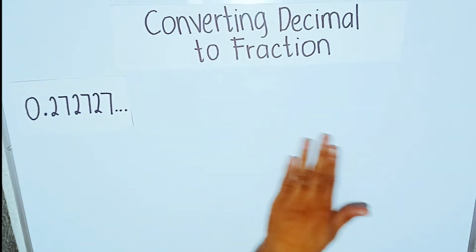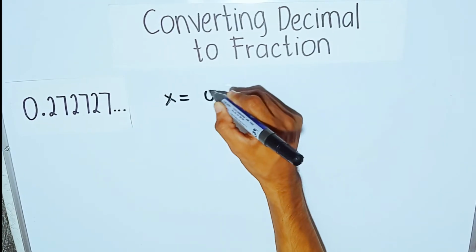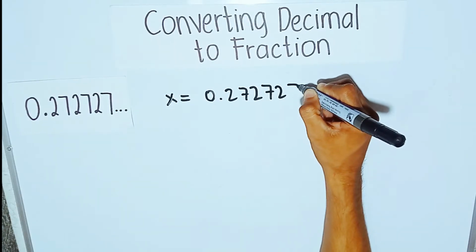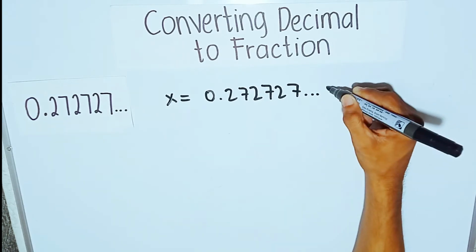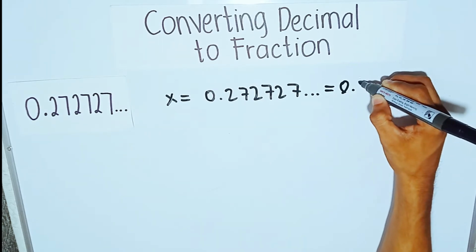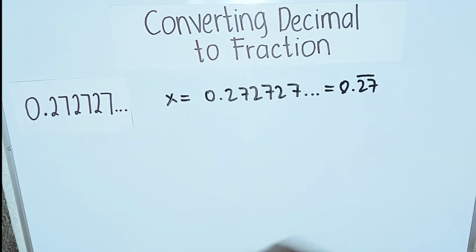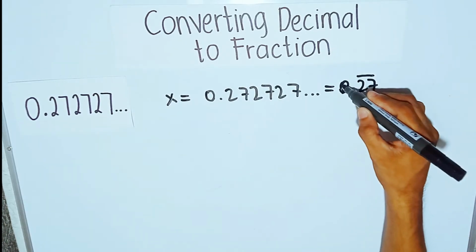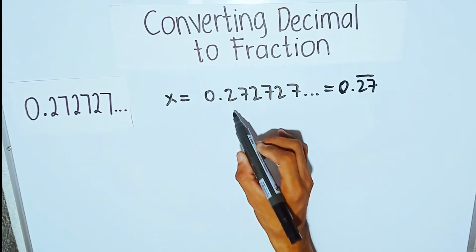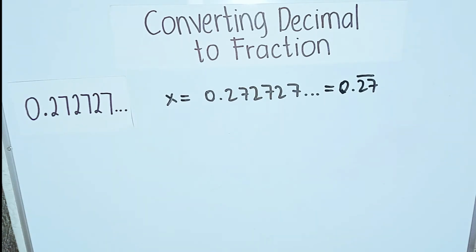Next, again, ang unang step natin dyan is kunin natin yung decimal at i-represent natin yan as our x. So we have x is equal to 0.272727..., at eto ay equal to 0.27 na may vinculum sa taas or bar. So ang next natin gagawin is to identify kung ano yung number na nauulit. Meron tayong nakitang pattern na ang number na nauulit is just 2 digits, kung saan yun ay 27, or 2 and 7 yung nauulit.